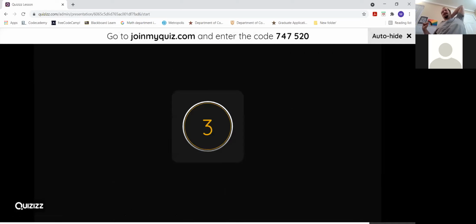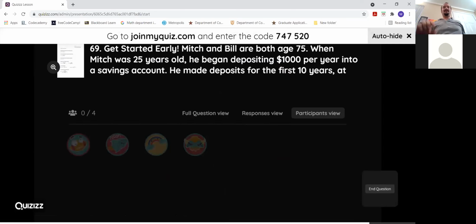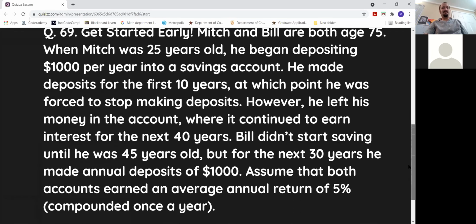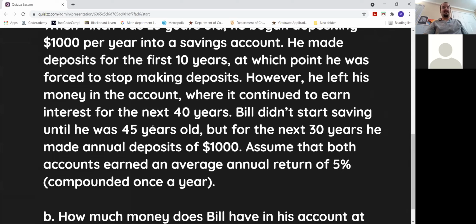This next one is a little bit easier. I think we're just doing one savings account for, who is it, Bill? Mitch and Bill. Bill didn't start saving until he was 45. For the next 30 years, he made annual deposits of $1,000. So we're basically doing a savings account for 30 years, $1,000, 5% interest compounded once per year. It should look very similar to the savings account we set up before, but now we're going for 30 years.